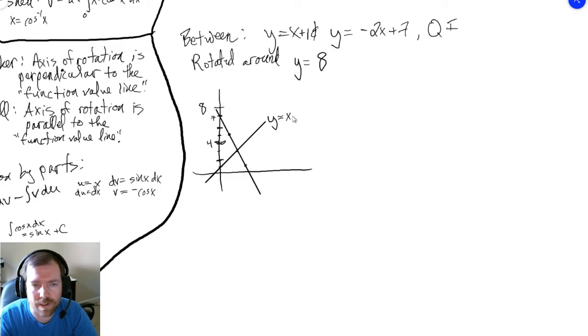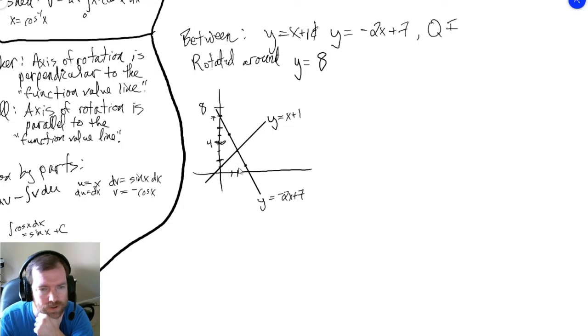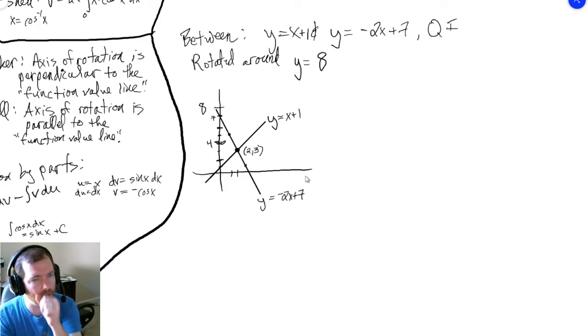This is going to be y equals x plus 1, and this is y equals negative 2x plus 7. They do have this nice intersection point at (2, 3), allegedly. Just make sure that that works. So 2 and 3 is yes, and 2 here is going to make negative 4 plus 7, which is 3. Cool. So intersection point at (2, 3) like that.